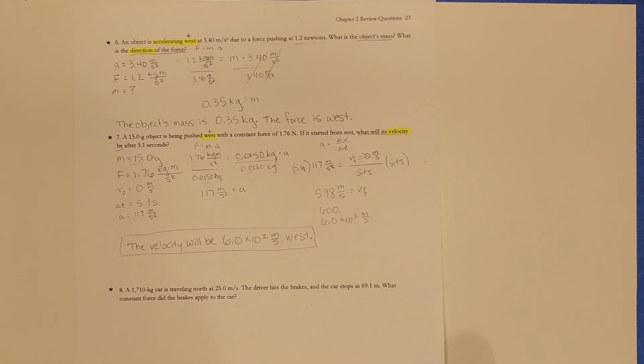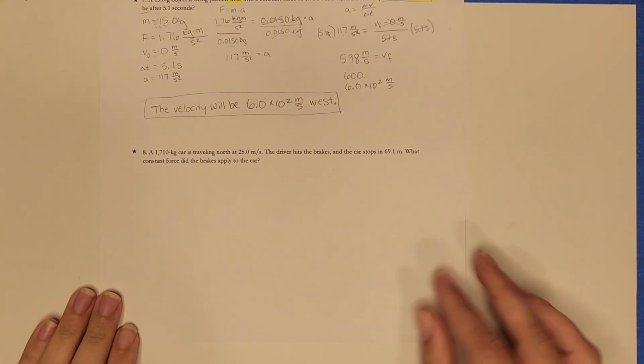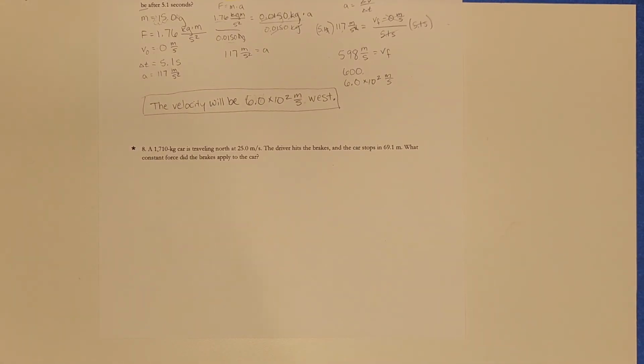So now let's do question 8. A 1,710 kilogram car is traveling north at 25.0 meters per second. The driver hits the brakes and the car stops in 69.1 meters. What constant force did the brakes apply to the car?